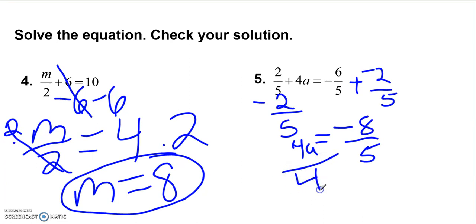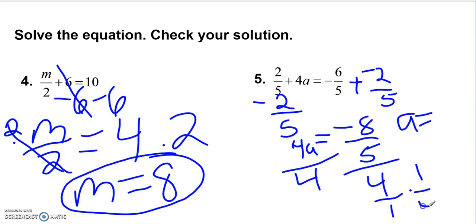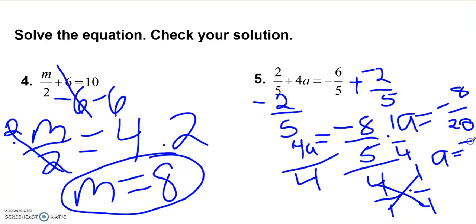To get rid of my best friend, I got to divide by her. And then so a equals, and this can be over 1, so multiplied by 1 over 4 will get rid of it. Multiply by 1 over 4. But multiply by 1 over 4. And so that's going to give me negative 8 over 20, which simplifies down to 2/5. So a equals negative 2/5. And again, plug that in for me and check it.